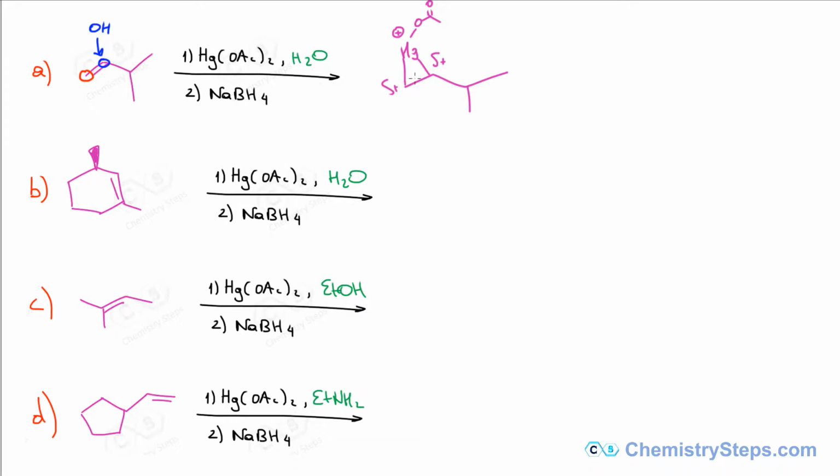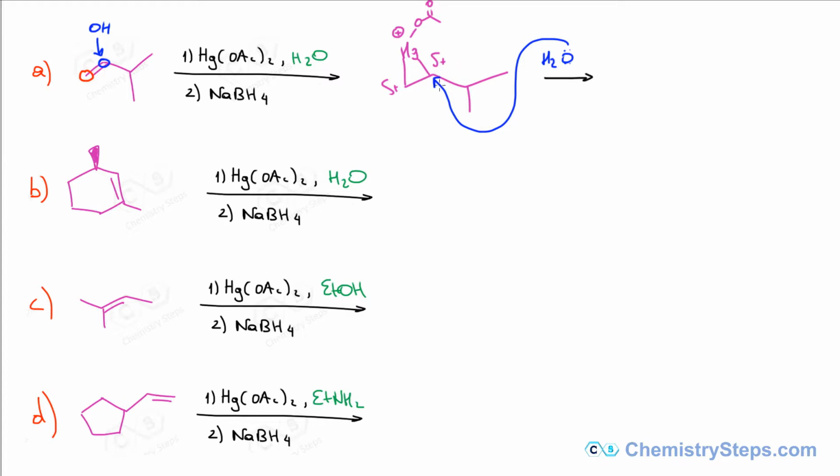So after this cyclic intermediate is formed, then we have the addition of the nucleophile. So in this case, if you run the reaction in water, water is the nucleophile, and it's going to do an addition using its lone pairs by attacking the more substituted carbon.